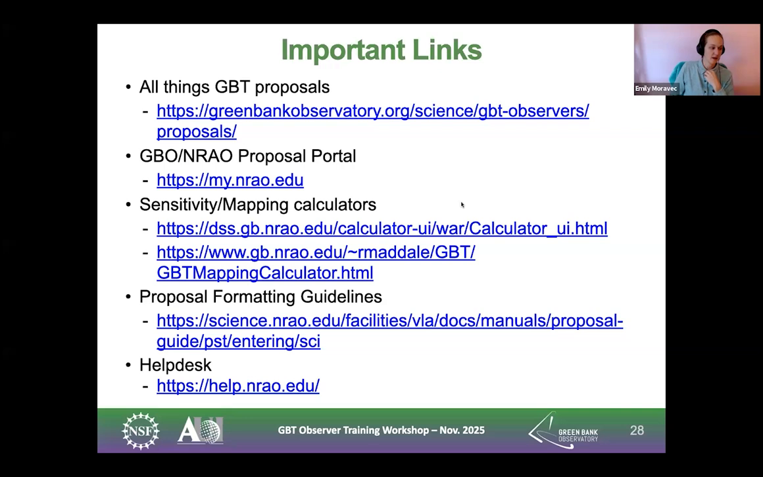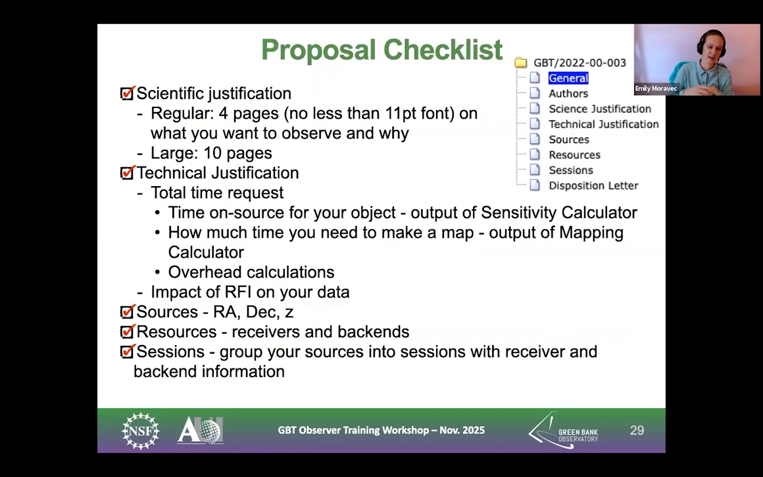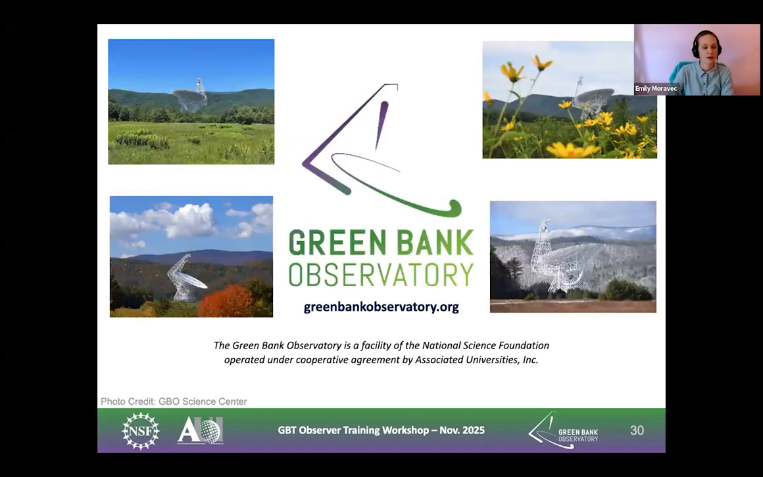So these are some final links for you to peruse that will be of use when you are submitting your proposal. And I put a checklist here at the end just for you if you're preparing a proposal of the things you need: your science justification, your technical justification, your sources, your resources and sessions. So these are the things that you need to consider when you're submitting a GBT proposal.